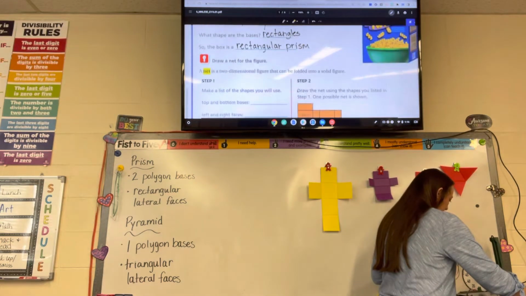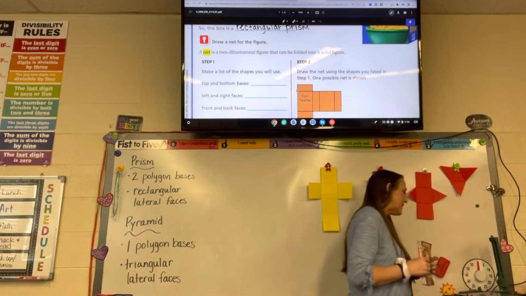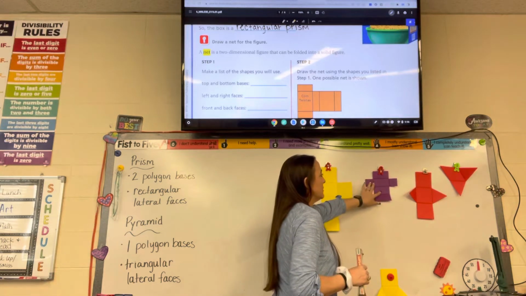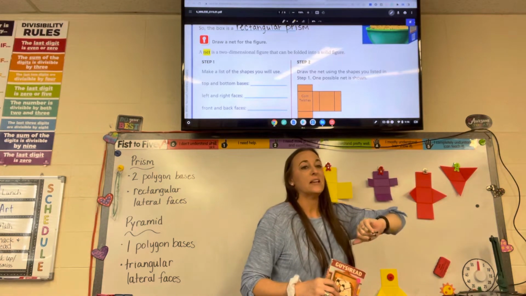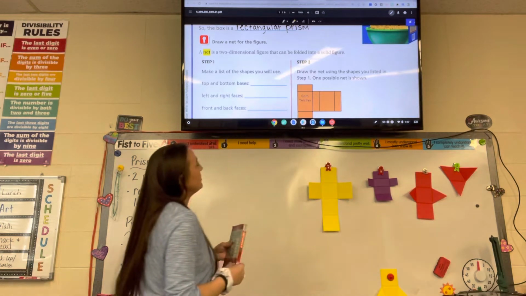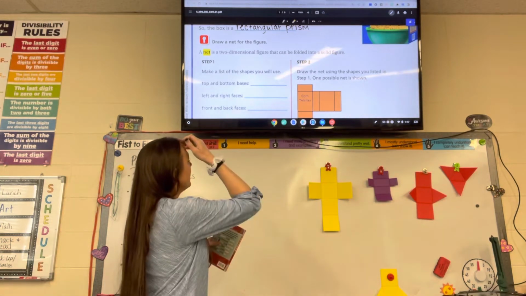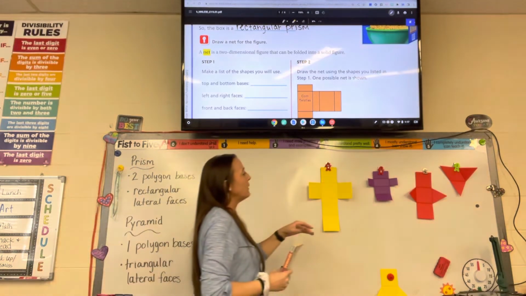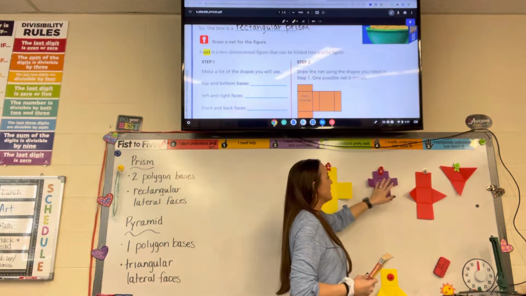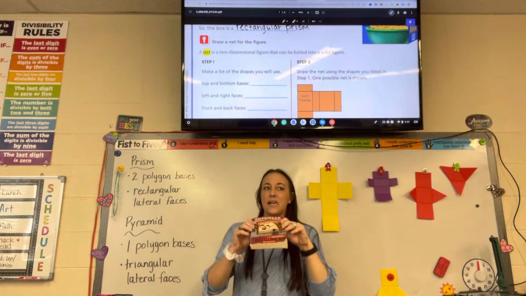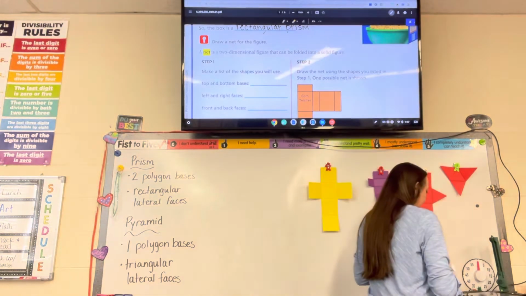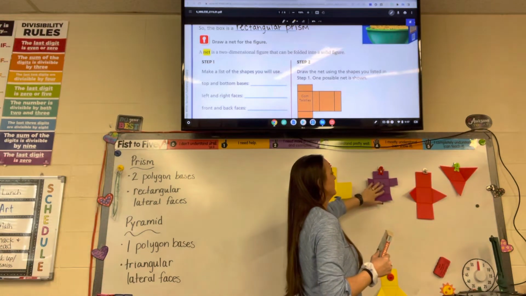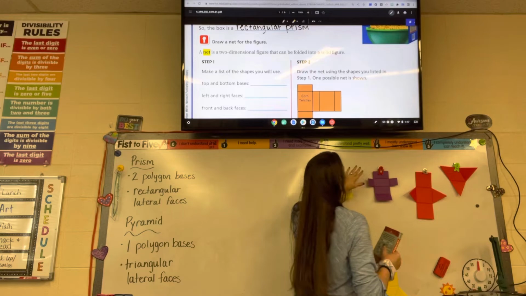Okay. Next they want us to draw a net for the figure. A net is a two-dimensional figure, so it just has two dimensions, length and width, that can be folded into a solid figure. Make a list of the shapes you will use. So what will we use for the top and the bottom bases? Rectangles. What would we use for the left and right faces? Rectangles. And the front and back?